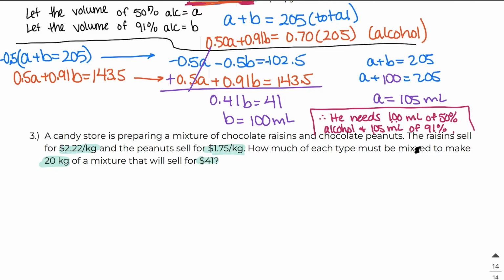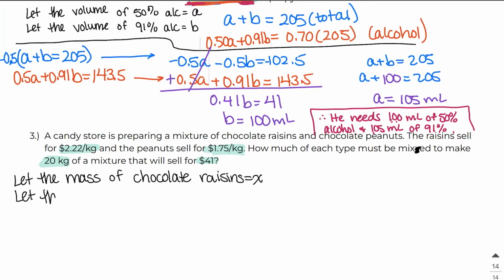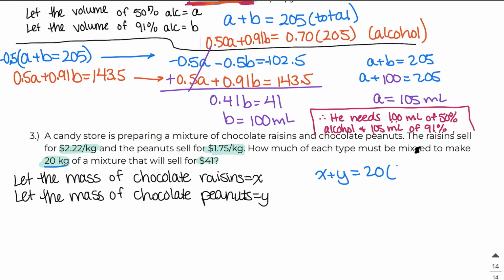So let's go ahead and write out our let statements for that. So the mass of the chocolate raisins would be X, and we can say the mass of the chocolate peanuts would be Y. Okay. We still have a total amount of 20 kilograms. So I'm still going to say X plus Y would equal 20 because this right here is the total amount that we are dealing with.